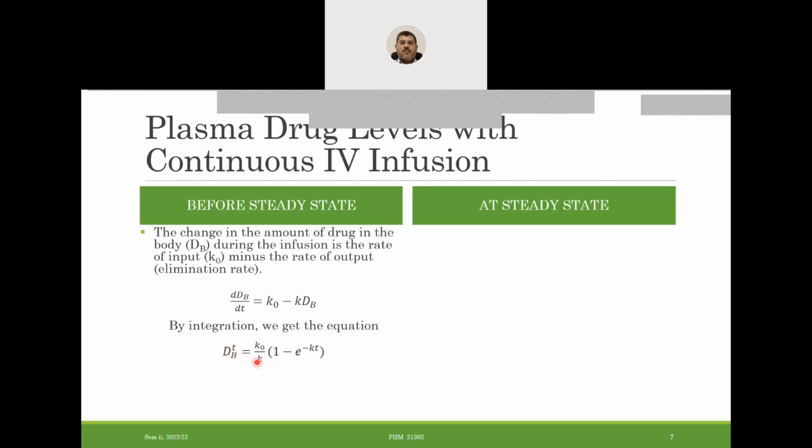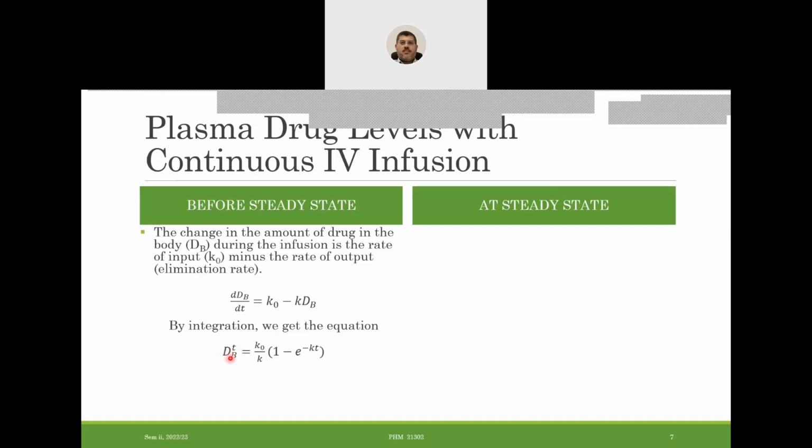So the same example I gave, if you want to compare two patients, we have taken the same dose, the same infusion rate, but one of them has better renal function and the drug is eliminated by the renal route. Then if K is higher, they will result in less amount of drug in the body and less concentration of drug in plasma. Other patients that have renal function impairment, K is less, so the amount of drug in the body and the concentration in plasma will be higher.